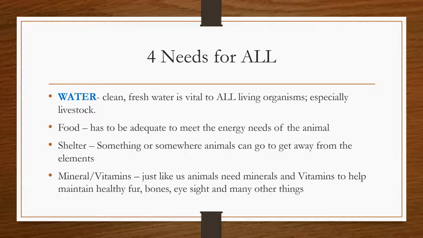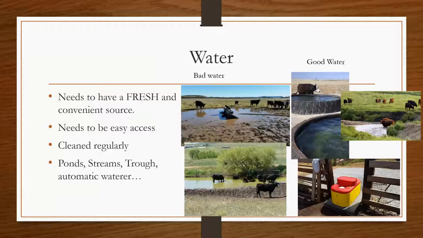All right. So here I've added, we're going to go a little bit deeper into those four categories, starting with water. Like I said, we need to have a fresh and convenient source of water. And I've labeled some pictures to the side there. So we've got bad water, and then we have good water.